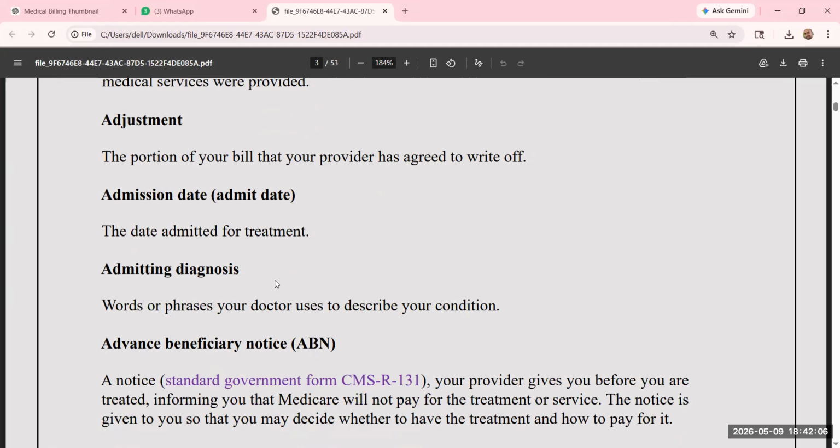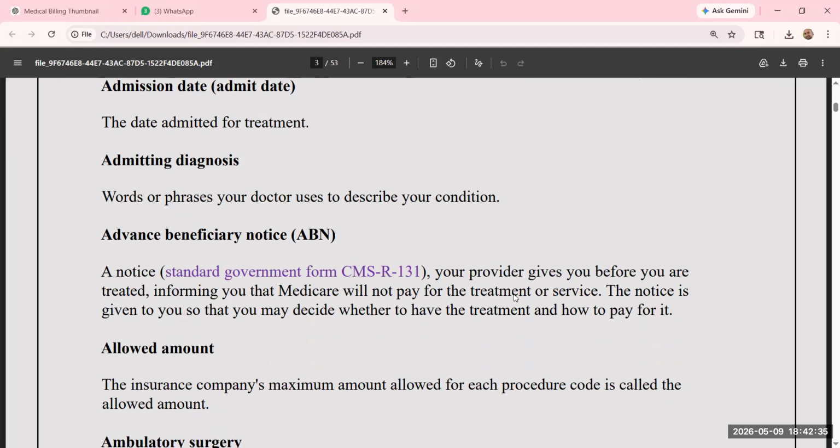Admit diagnosis: the words and phrases your doctor used to describe your condition. So when the patient comes to the hospital or any facility, the patient has some problem. That problem, the reason for admission to the hospital for treatment, is called the admit diagnosis. It means the condition which was present during the admission of the patient.